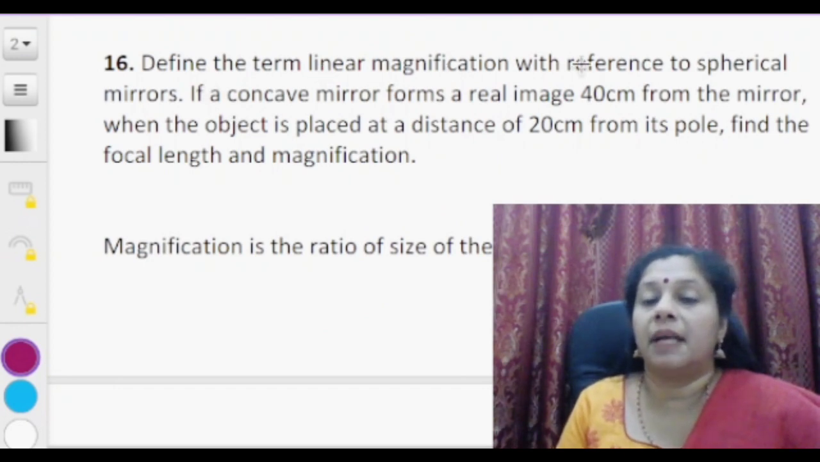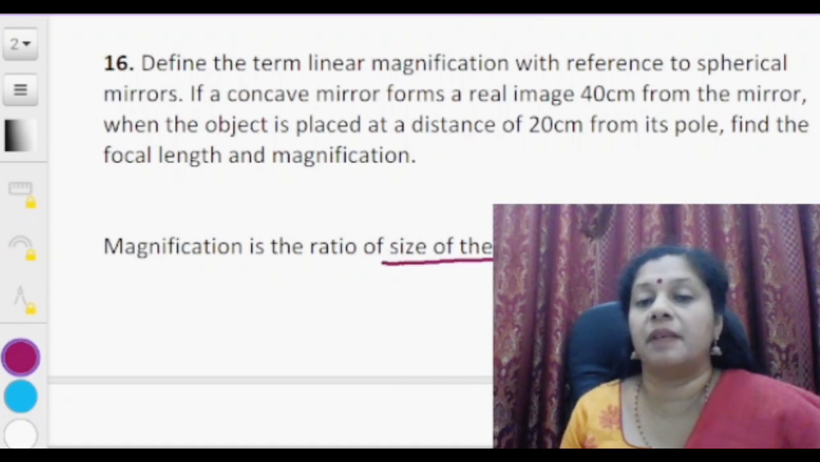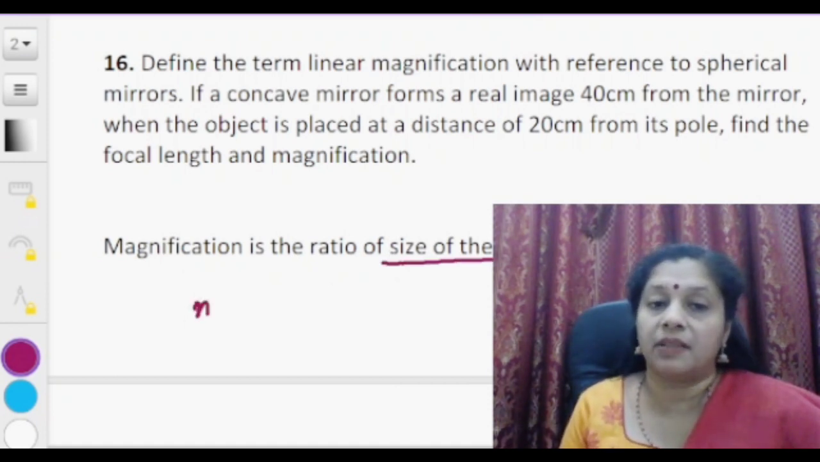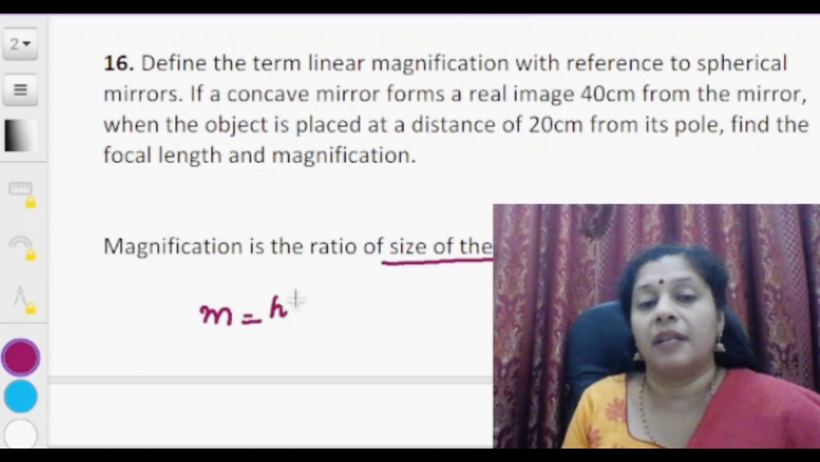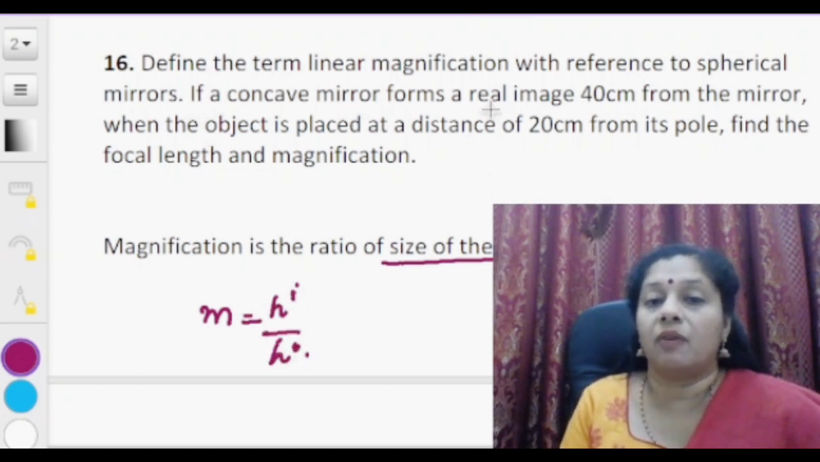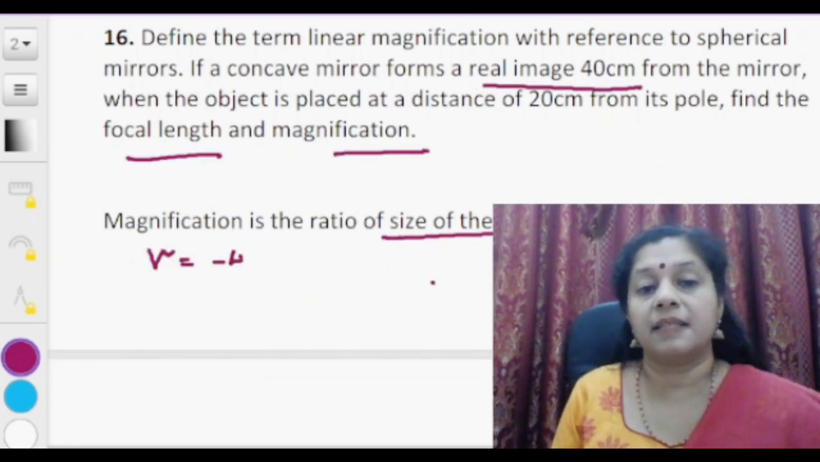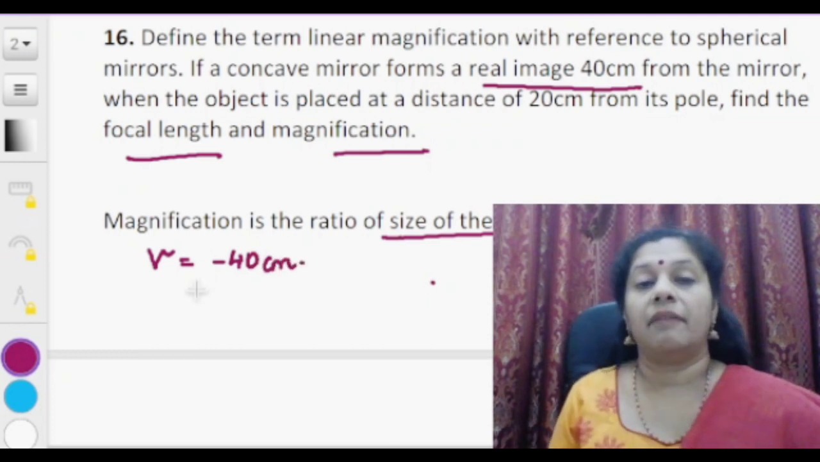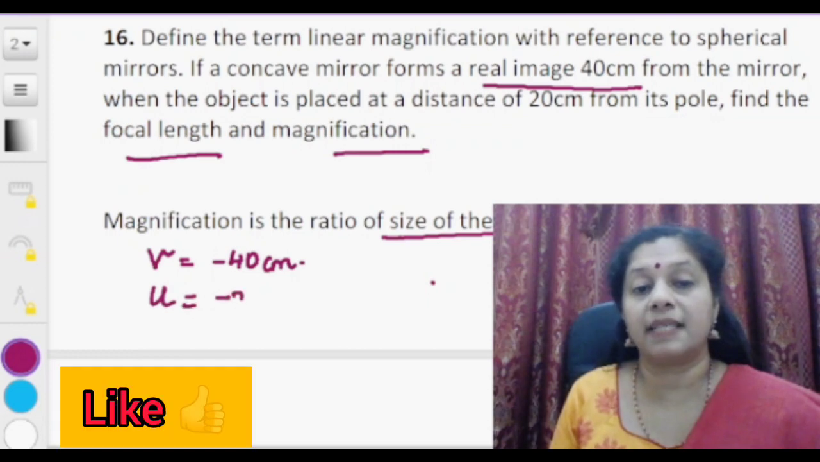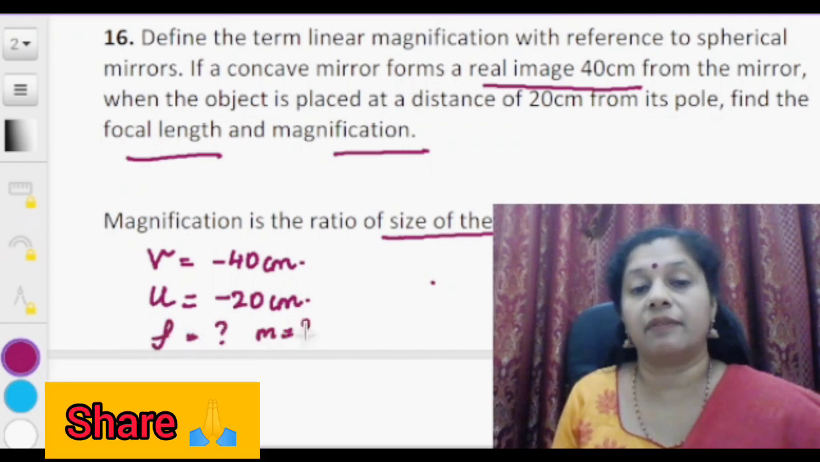Define the term linear magnification with reference to spherical mirrors. Magnification is the ratio of the size of the image to the size of the object. So that is magnification, we know height of the image by height of the object. Now a concave mirror forms a real image 40 centimeters from the mirror, so V is equal to minus 40 centimeter, when the object is placed at a distance of 20 centimeter, U is equal to minus 20 centimeter, from its pole. Find the focal length and magnification. Both we have to find out.